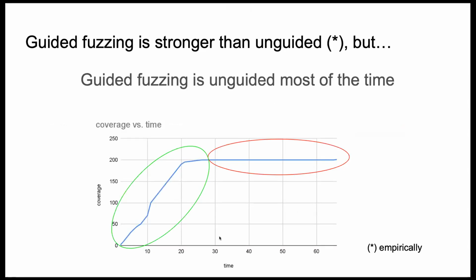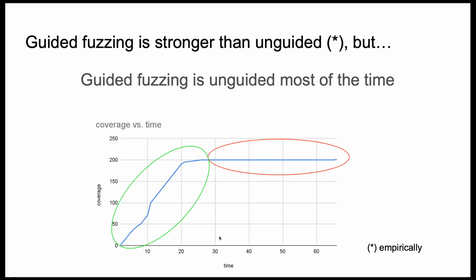Empirically, we probably will all agree here that guided fuzzing is stronger than unguided. So when we first started using coverage to guide fuzzers in 2011, maybe, we saw, wow, this is so much stronger. But now everybody uses coverage guided fuzzing, so it's not a surprise for anyone.